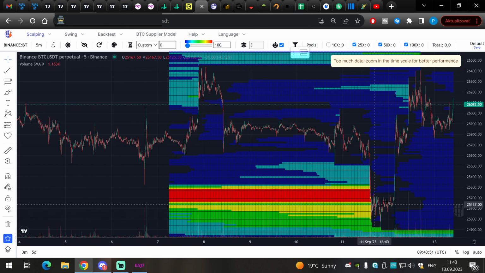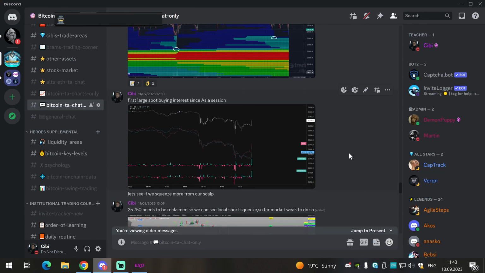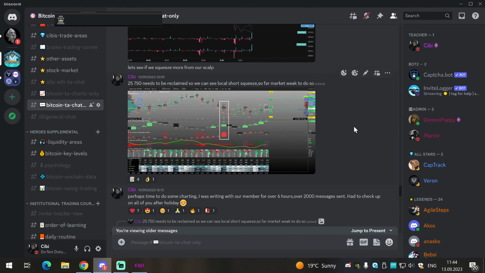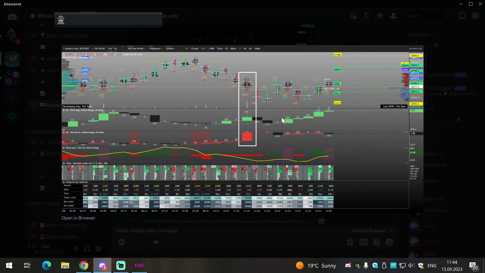Look here, market's finally stable and now pushing up, capturing all these traders. But let's not go far ahead. Let's see further. I was also saying, and this comes from Exocharts, 25,750 needs to be reclaimed so we can see local short squeeze. So far, market is very weak to do so. When market is unable to take out even the most aggressive shorts, pushing in the local downtrend, uptrend, it's a sign of weakness.